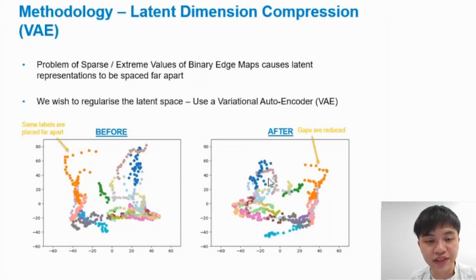So what we actually do is regularize the latent space. What this means is that we apply some kind of restriction on the way the latent space is structured. In this case, we force the probability distribution of the latent space to follow a normal distribution, for those of you that know statistics. And because we do this, the gaps between the latent space representations are reduced.